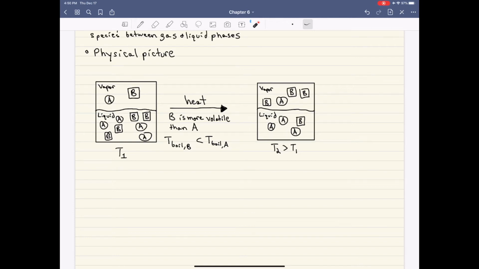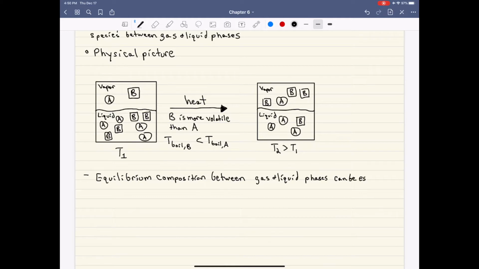In other words, these thermodynamic models are trying to describe the equilibrium compositions of the vapor and liquid phases as you change temperature. All right, so equilibrium composition between gas and liquid phases can be estimated by thermodynamic tools.